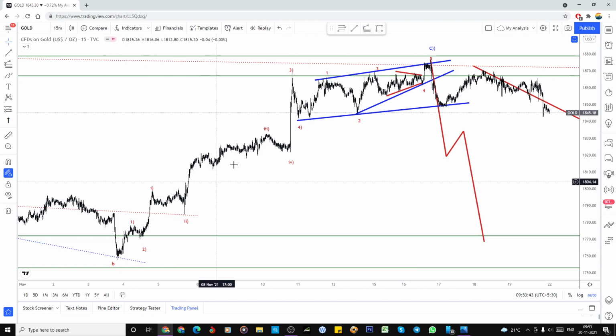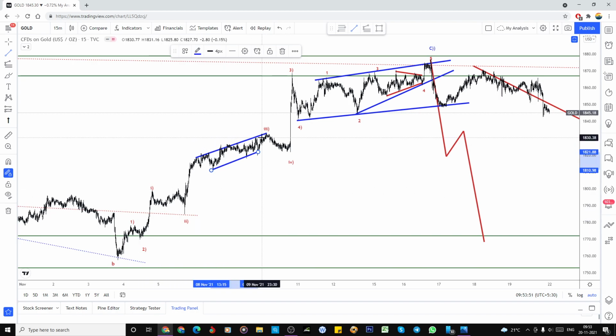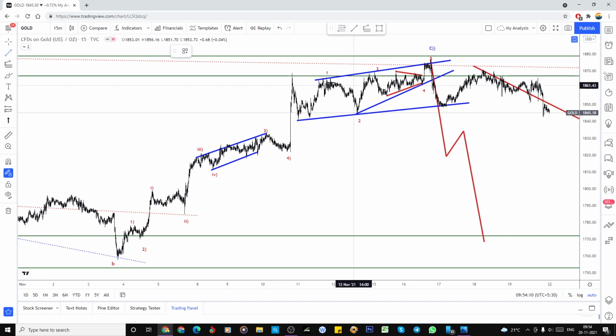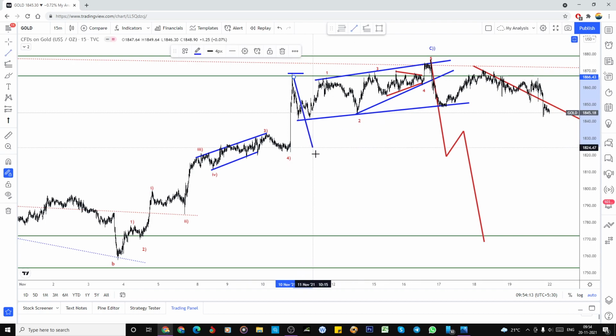Waves 1, 2, 3 are in a diagonal formation. Look at this, that is the beauty. 1, 2, 3, 4 and 5, this is the end. A lot of people, including myself, counted it like this: this is the end of the third, this is the end of the fourth, and this is the fifth, meaning no need to break this high, so it has to come to the downside. That is why I already sold at 1860 with the help of this count.